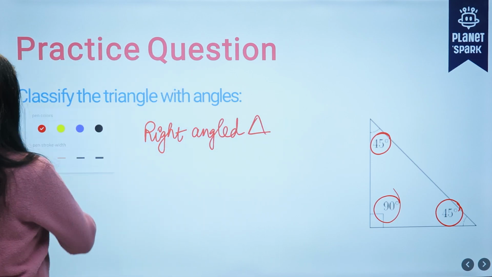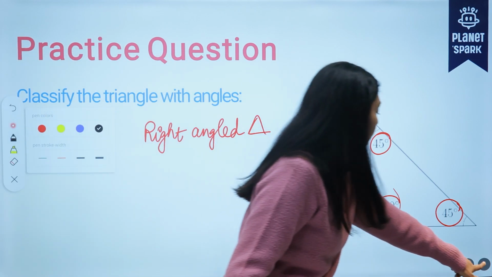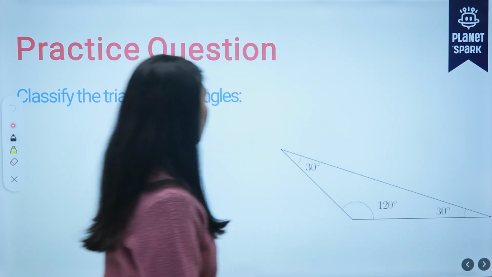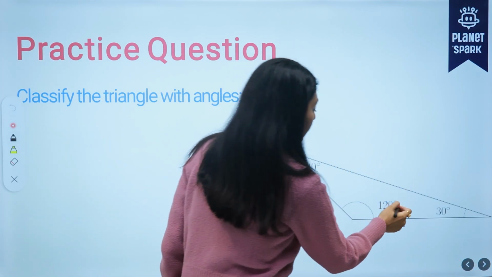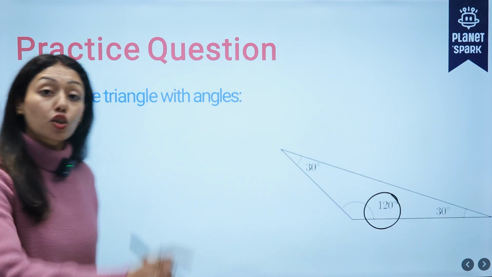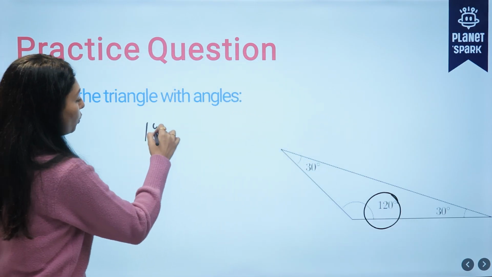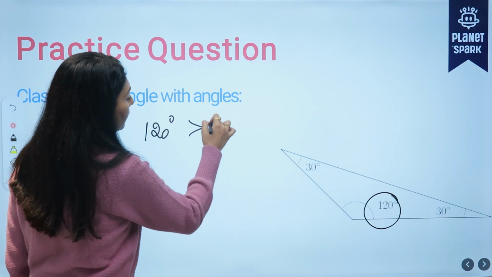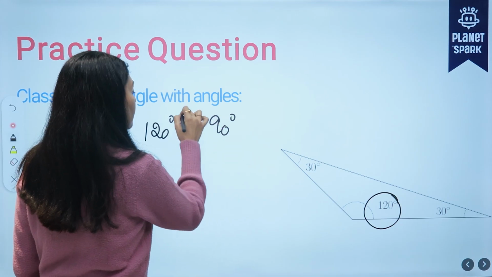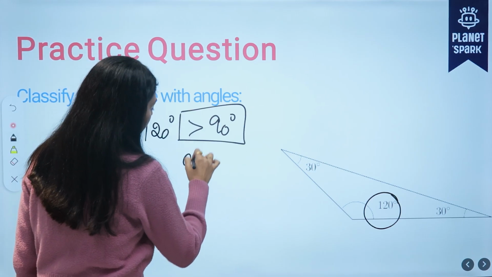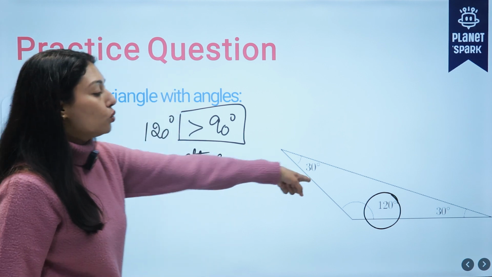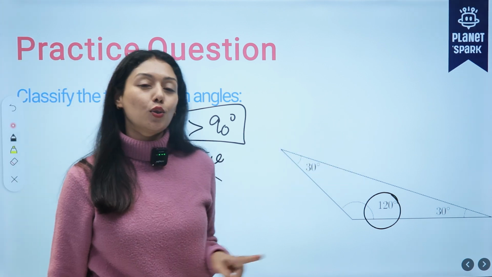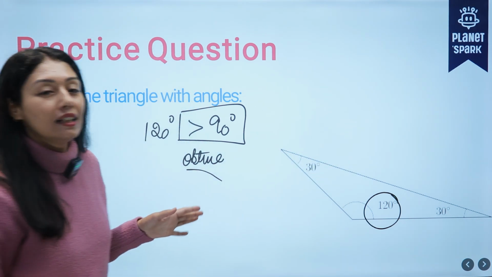Okay then everybody, let's move to the next question. Again we have to classify 120 degree, 30 degree, 30 degree. Right away we can notice the measure of this angle. Yes, 120 degree, which is greater than 90. And when we have one angle greater than 90, then it becomes obtuse angle, right? One obtuse angle, two acute angles. So this is obtuse angled triangle.